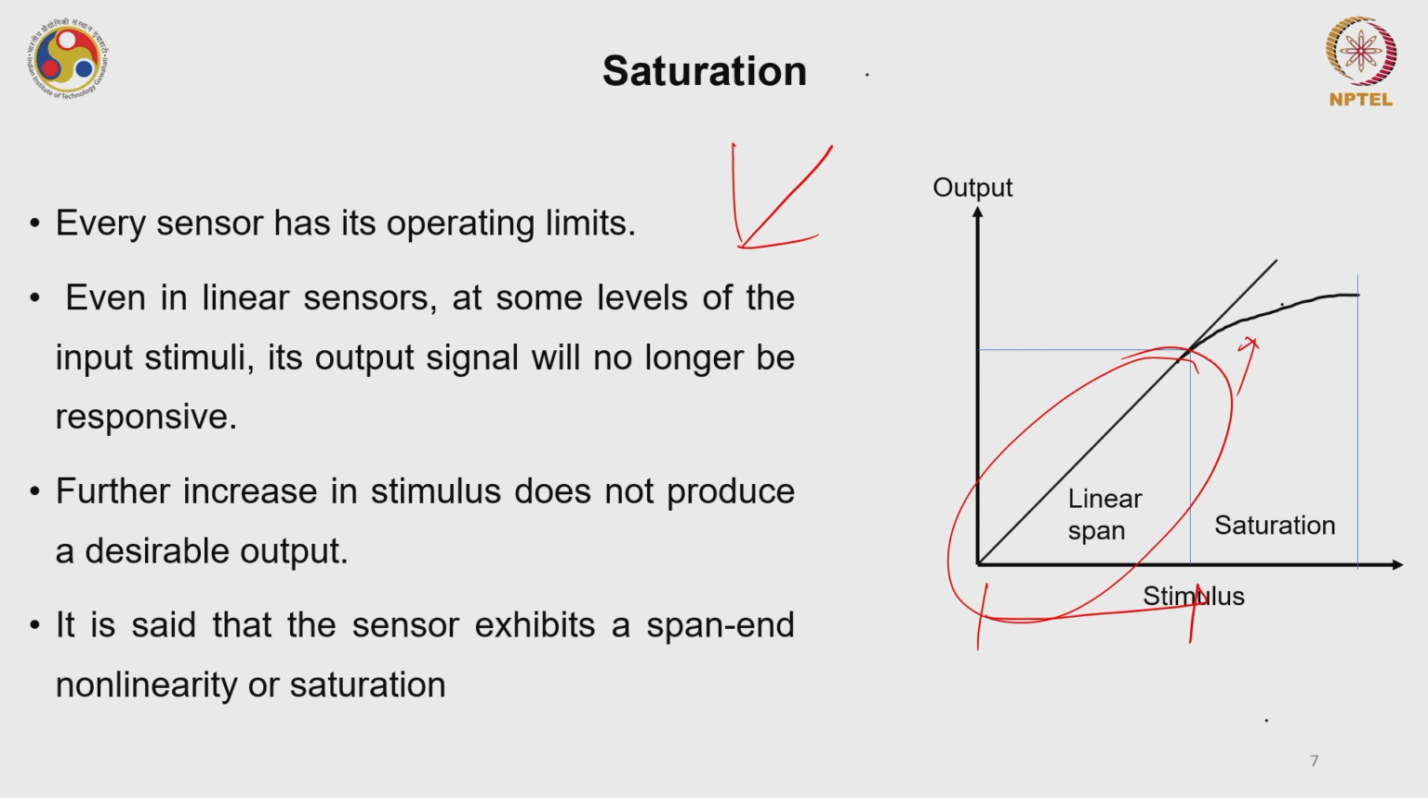And if it is going beyond, I should say that my device has entered into saturation. If the data is very crucial, I cannot rely on the reading if the sensor is working in the saturation region. So the correct region for the operation of the device is the linear span.